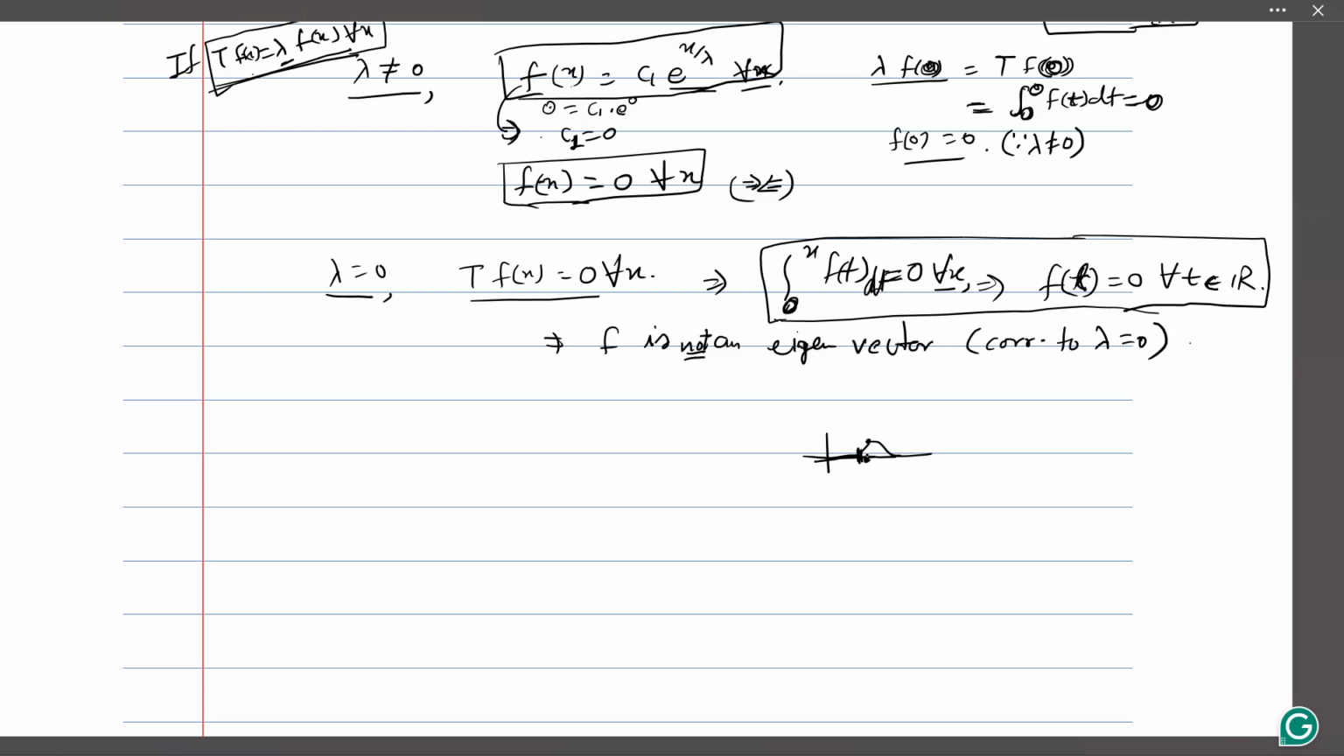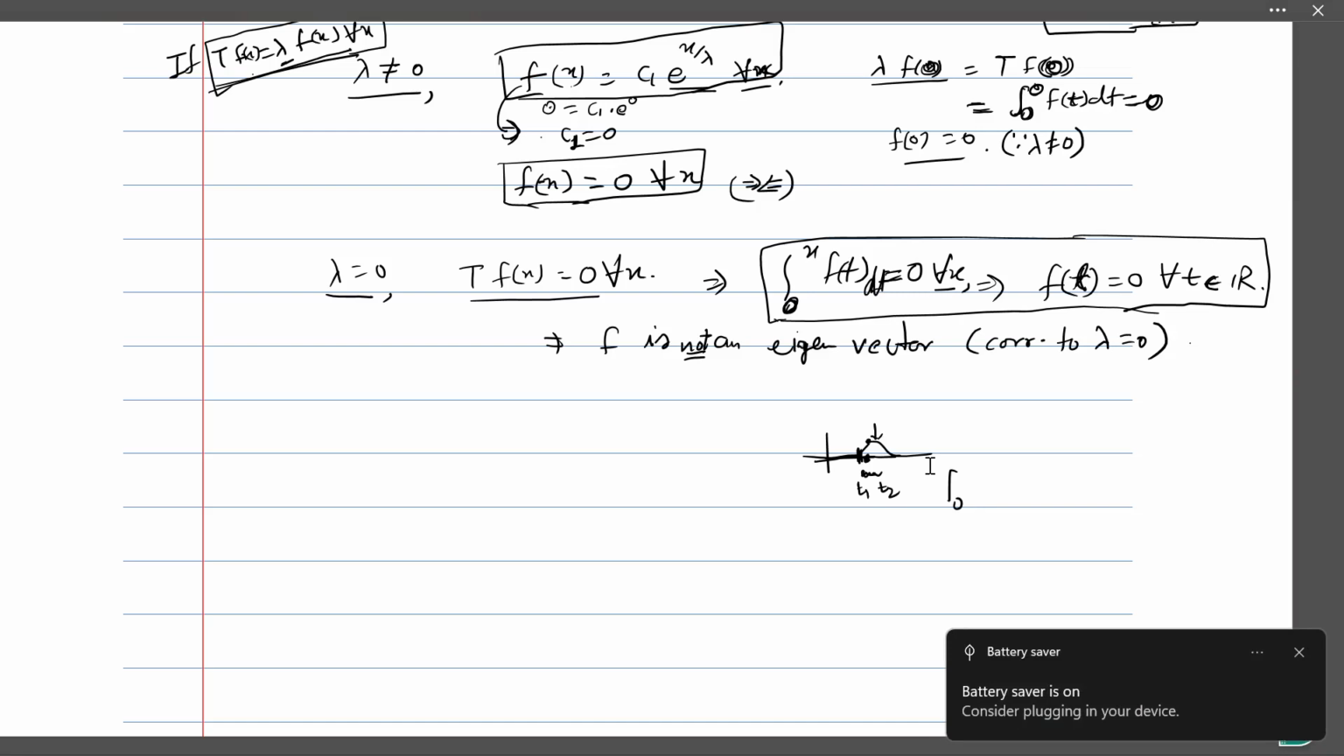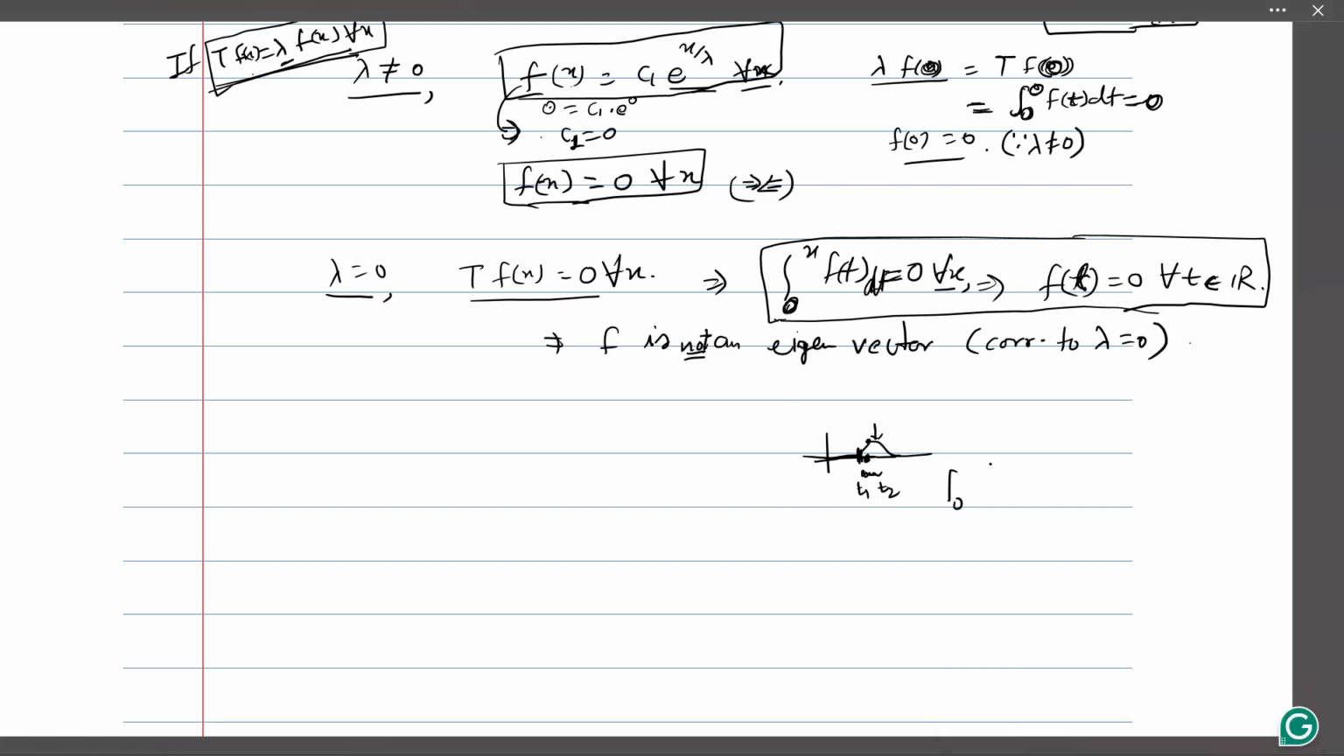No, it's good. But in this range, integration from 0 to, let's say, this is t1, and this is t2. This top point is t2 corresponding. So between them, the integral from 0 to t2 of ft dt, by hypothesis it should be 0.